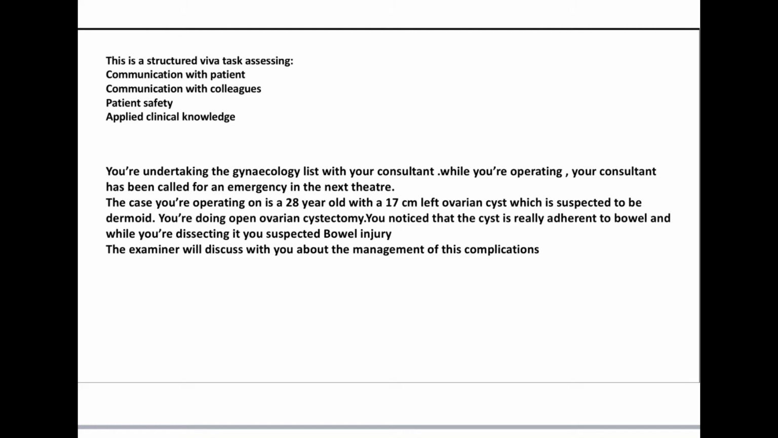And also we need to do the duty of candour, because if we see such adhesions and it is adherent to the bowel, we shouldn't proceed unless we are confident that we are not going to cause bowel injury. Otherwise, we need to stay and call the consultant and not proceed. So knowing our limitation is very, very important for patient safety. So we need to do the duty of candour for that, because if anything went wrong, we need to be honest with the patient. Okay?